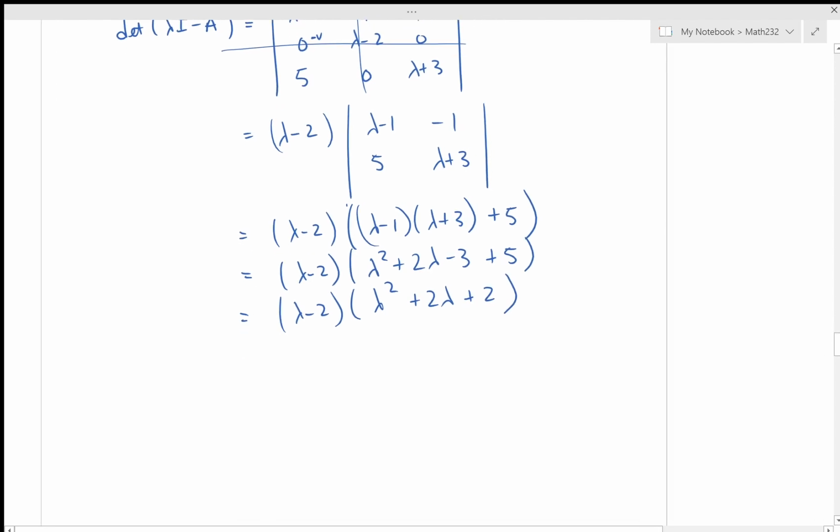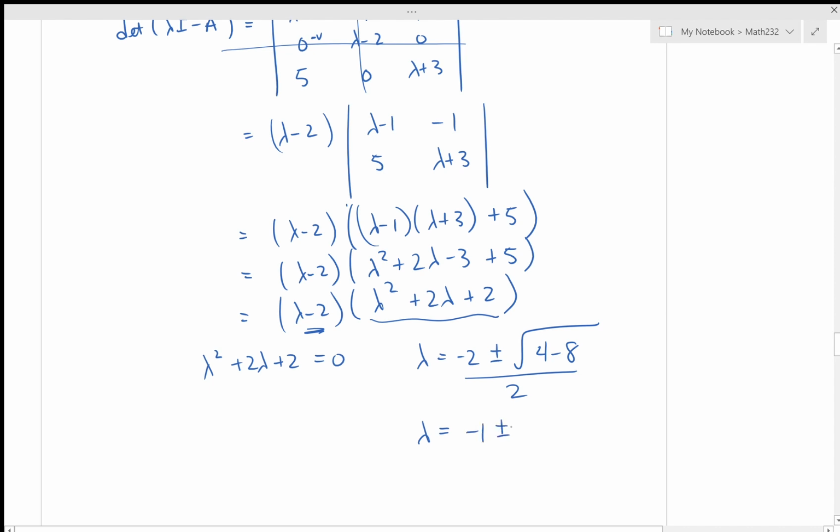Okay, so we know one of the eigenvalues is going to be 2, and then we're going to get 2 eigenvalues from this here. And so I'm going to look at when lambda squared plus 2 lambda plus 2 equals 0. And that occurs when lambda is equal to minus 2 plus or minus the square root of 4 minus 8, all over 2. And that is lambda equals minus 1 plus or minus i.